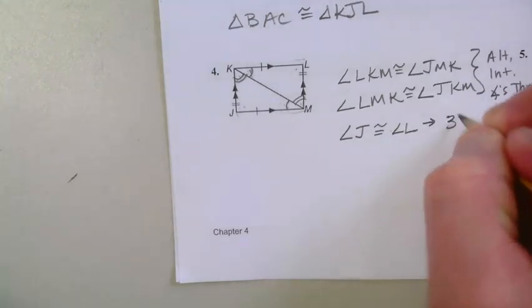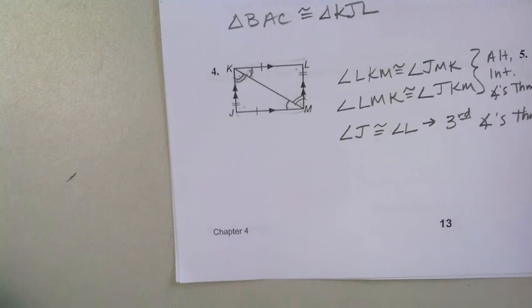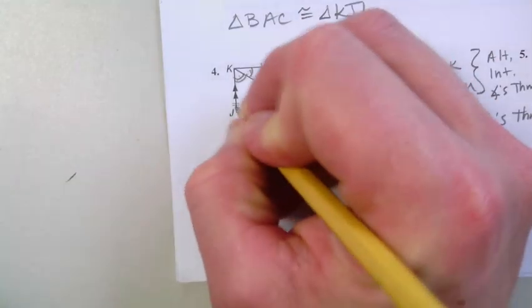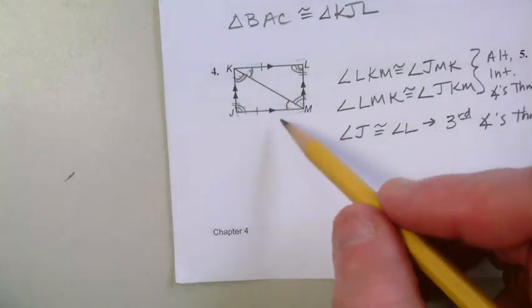The third angles theorem, which basically says if you have two angles from two different triangles congruent, the third angles have to be congruent as well. Okay. Now from here, let's talk about the side lengths.